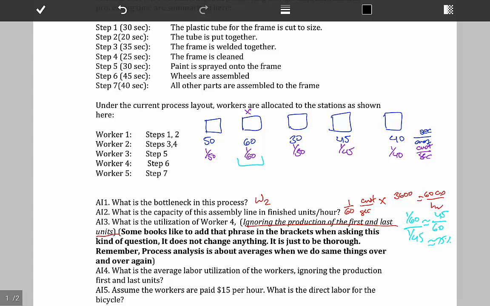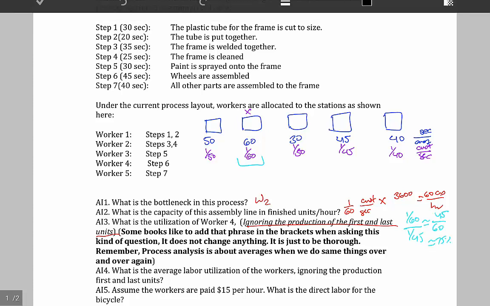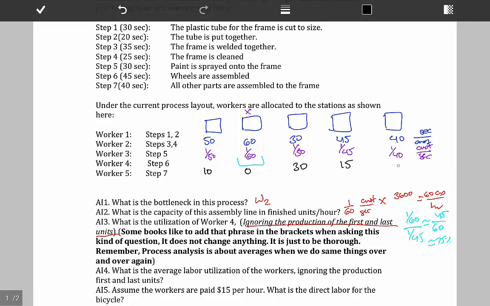The fourth question says, what's the average labor utilization? To calculate the average labor utilization, we need cycle time. The cycle time is 60 seconds. After you find the cycle time, the idle time here is 10, idle time here is 0, 30, 15 and 20. If you add them all up, if I did the math right, it comes out to be 75 seconds.